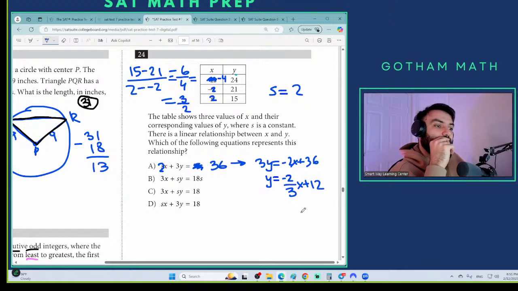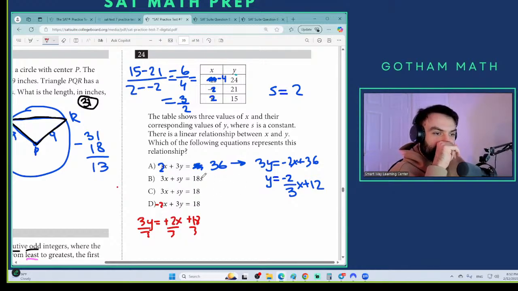So that doesn't match. Okay, will the bottom one match? Okay, it's gonna be negative 2 here, so it's gonna be 3y equals negative 2. No, it's gonna be positive 2x plus 18. Here we divide by 3, divide by 3, divide by 3. Okay. Now the second equation.